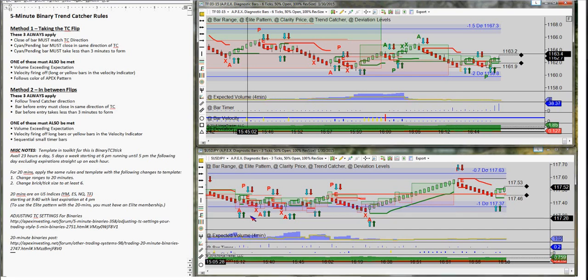Let's see. Looking at the questions here. After the chop is finished, would you enter long as soon as the confirmation bar was confirmed green?